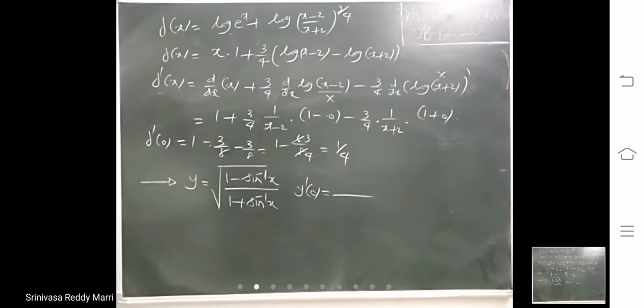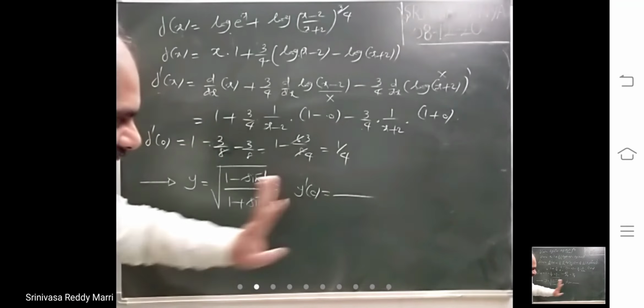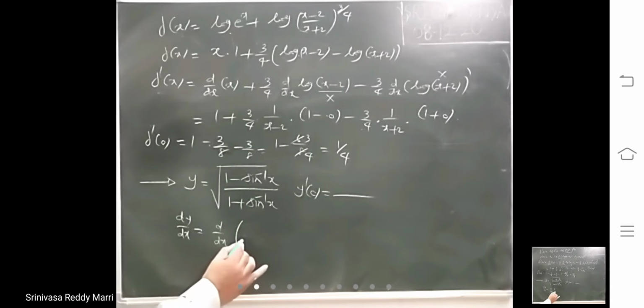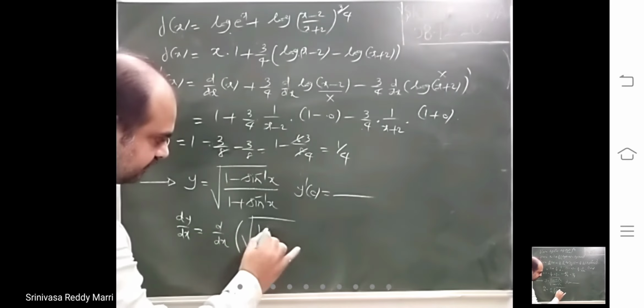Look at this. y is the root of (1 minus sine inverse x) divided by (1 plus sine inverse x). You have to calculate y dash 0. Y dash is nothing but dy by dx at x equal to 0. Y dash is also a derivative. That means you have to first find d by dx of this.